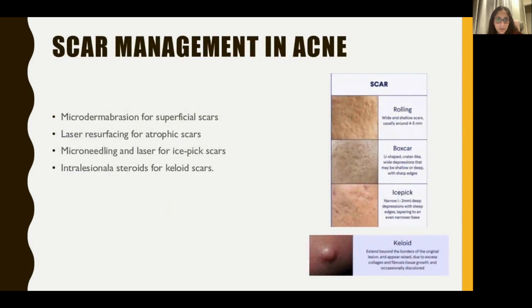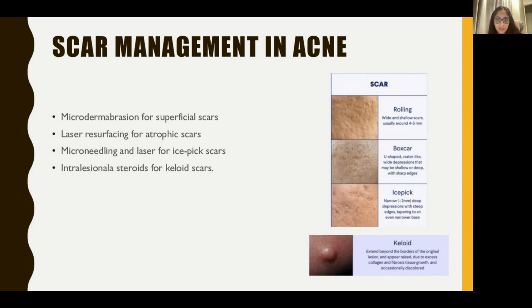So here are some examples of the scars that are present post-acne. So here are some rolling scars. So you can see that they are around 4 to 5 millimeters. Boxcar, which are larger and have a crater-like depression. Ice pick scars, which, like the name suggests, is a bit more like picks, very narrow, and they have steep edges.